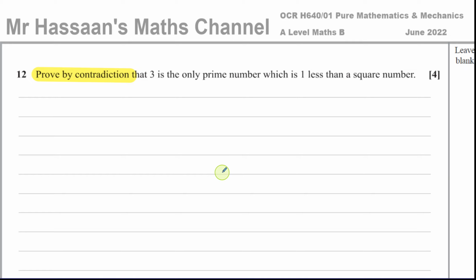Or for example, let's say somebody accuses you of robbing the bank. The bank was robbed last night or yesterday, and we think that you are the main suspect. Now you're trying to prove that you did not rob the bank. That's your objective, and you're going to prove this by contradiction.